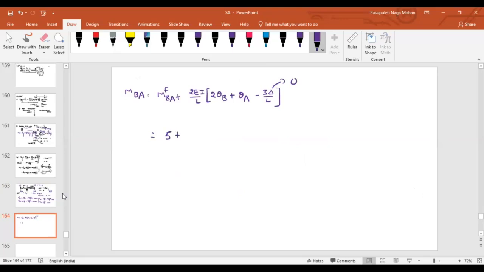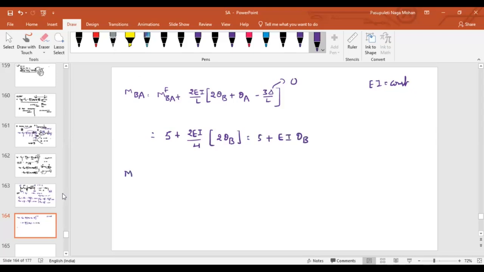Now quickly tell me, what is my fixed end moment at B towards A? 5. Let us assume EI is constant. What is the length of the span AB? 4, so 2EI by 4 times 2 times theta B, which is the unknown. What is the rotation at A? 0, right, as it is a fixed support. So it is simply 5 plus EI times theta B.